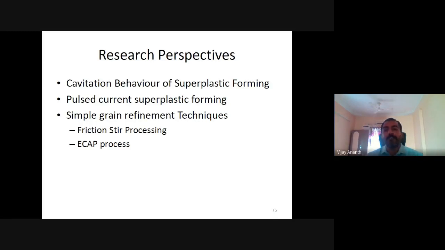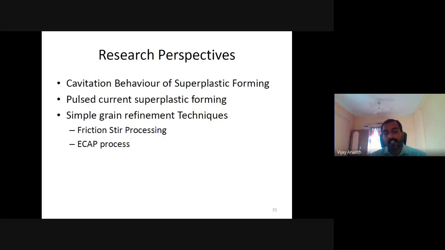Some of the research perspectives we can work on in superplastic forming: the cavitation behavior of superplastic forming. It is a wide area, more gap is there in how to get the cavitation effects of superplastic forming. Another area is pulsed current superplastic forming. Now it is in research work, and some induction currents, pulsed currents, are used to form the components. Due to that, more elongation will be there, as well as reduction in failure, and the component elongation is more in this pulsed current superplastic forming. That is also one research area we can concentrate on.